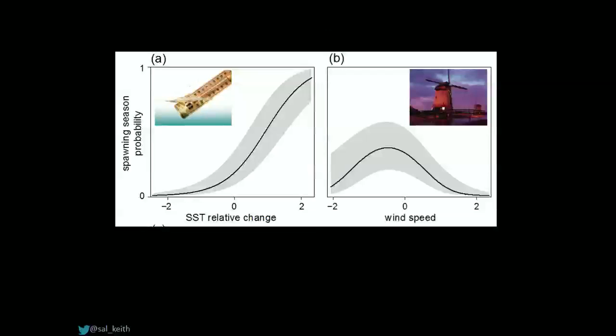And we also had this effect of wind speed. So at intermediate wind speeds, corals are more likely to spawn. We're not sure if this is a real thing or not, but it could be to do with the agitation of the water mixing or separating the sperm and egg bundles so that they can then fertilize.